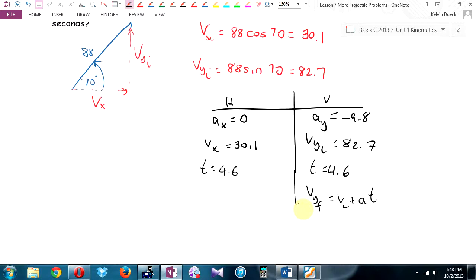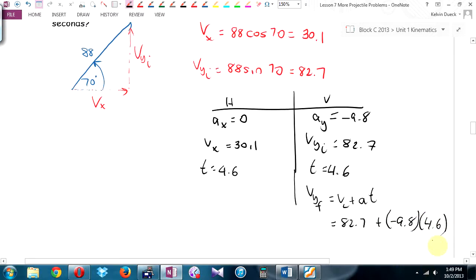And I agree with you, but then I said, if I'm going to go acceleration times time, if I'm going to do that much, why don't I also just go plus Vi at the same time, because it's going to be 3 more keystrokes. It's going to be 82.7. It's going to be not enough room. It's going to be 82.7 plus negative 9.8 times 4.6.